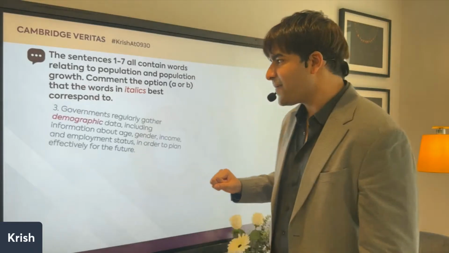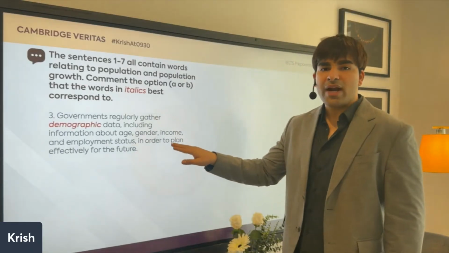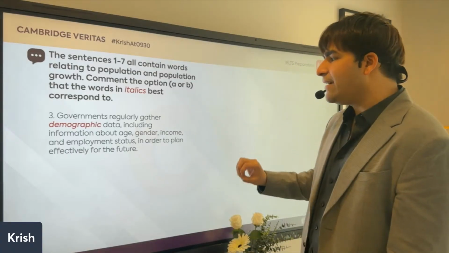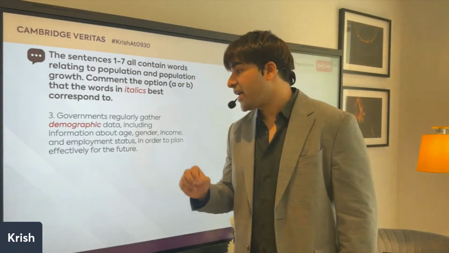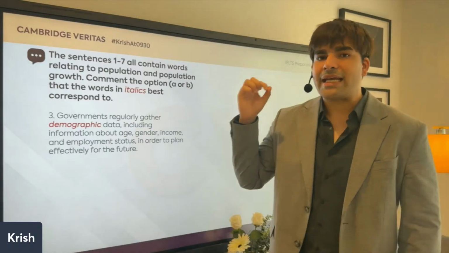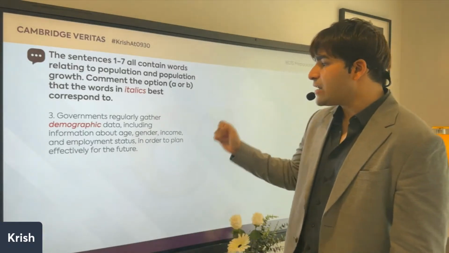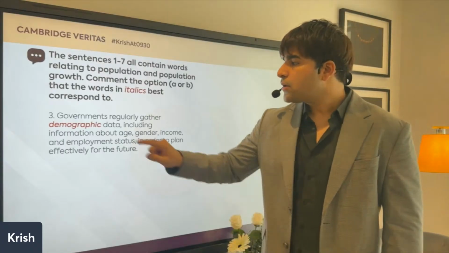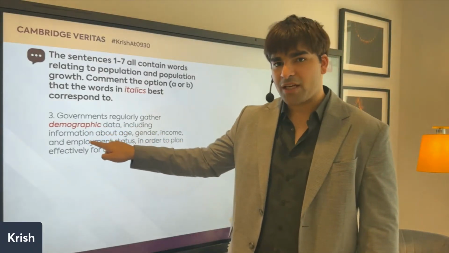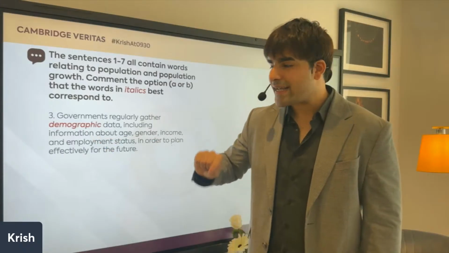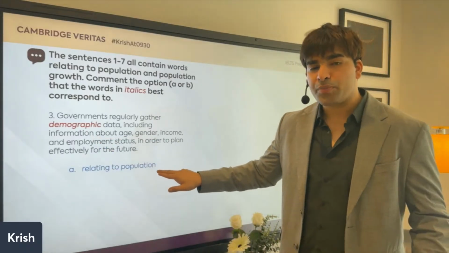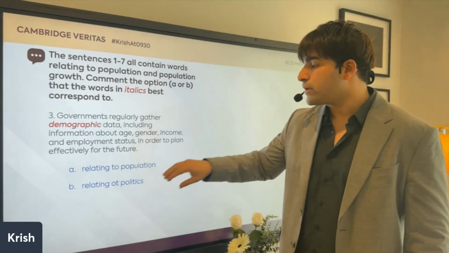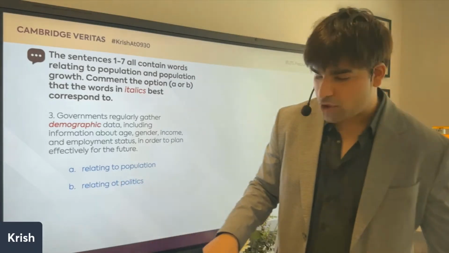Here we go. Governments regularly gather demographic data, including information about age, gender, income, and employment status, in order to plan effectively for the future. What is the meaning of the word demographic here? Is it A, relating to population, or B, relating to politics?